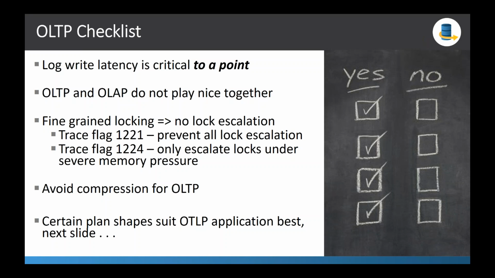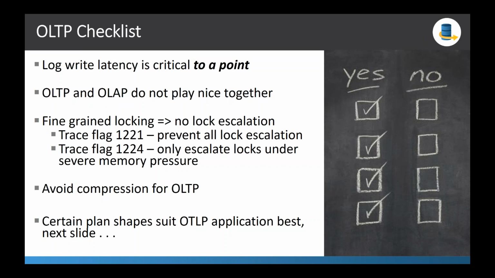Okay. Typically, you want fine-grained locking, and preferably no lock escalation. There's a couple of trace flags for controlling that you might consider using. Another point is to avoid compression for OLTP. Again, you don't want the overhead of having to compress pages. That can work well for OLAP applications whereby you've got much superior CPU capacity to storage I/O bandwidth. It's not so great for OLTP, and certain plan shapes suit OLTP applications best.